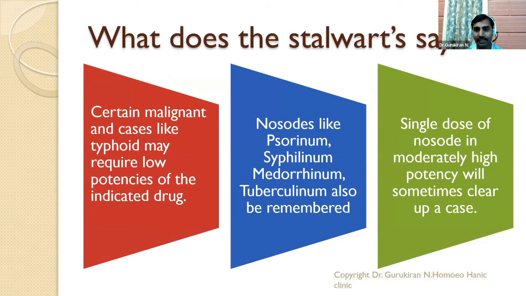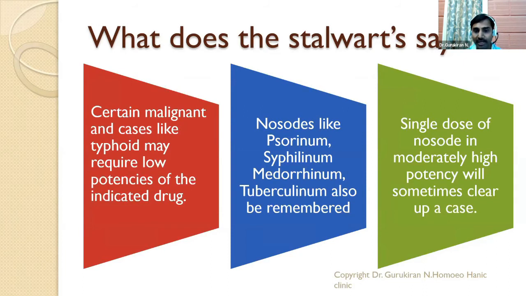What do the stalwarts say in homeopathy? Certain malignant cases, and also cases like typhoid, may require low potencies of the indicated drug. In cancer cases also, we should start with the lower potencies. And repetition may be required in cancer cases. So we should start with the lower potencies.